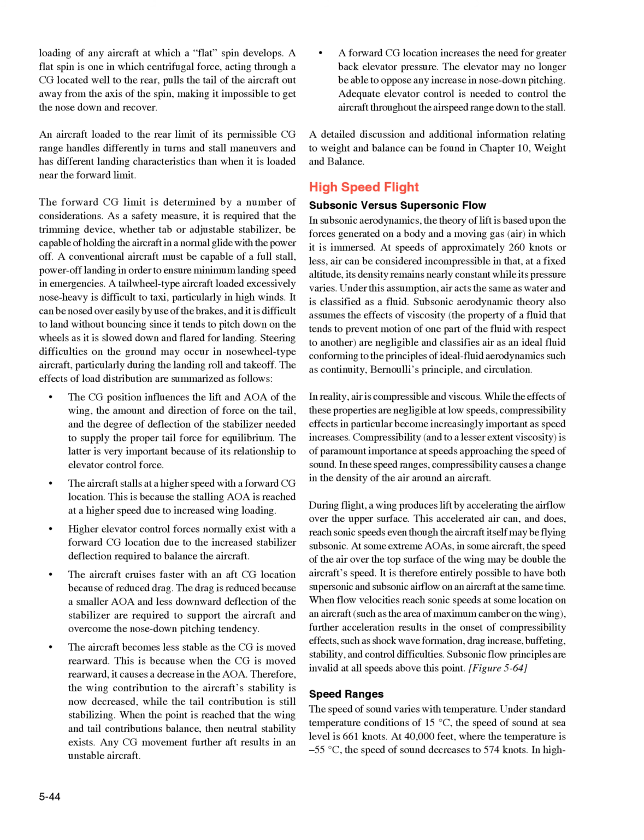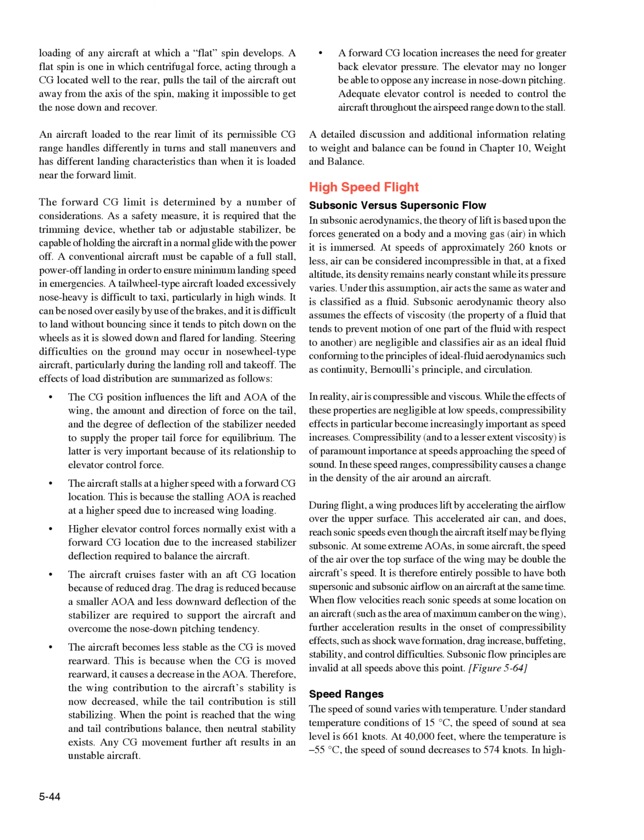The effects of load distribution are summarized as follows. The CG position influences the lift and AOA of the wing, the amount and direction of force on the tail, and the degree of deflection of the stabilizer needed to supply the proper tail force for equilibrium. The latter is very important because of its relationship to elevator control force.